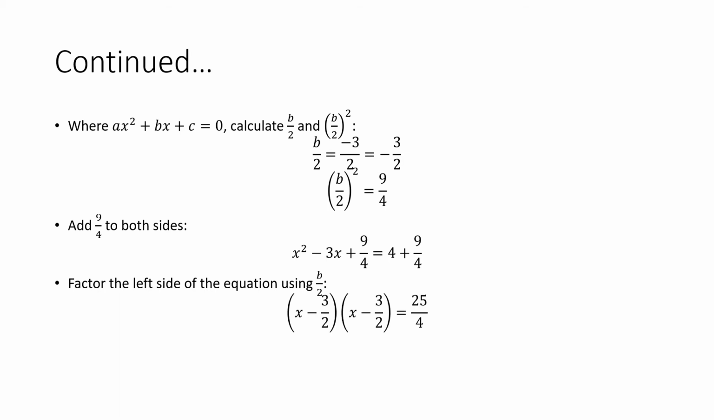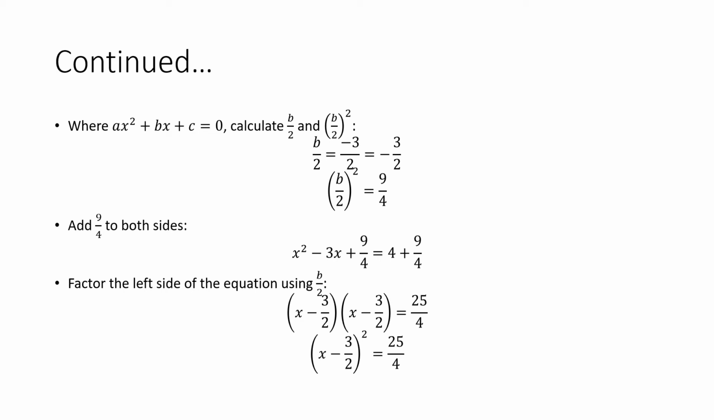So this is what it looks like. Yes, x squared minus 3x plus 9 by 4 is not something very friendly for us to factor, which is why we can now finally use the b divided by 2 value. So it's x minus 3 halves times x minus 3 halves equals 25 by 4. Simplifying it further, x minus 3 halves quantity squared is equal to 25 by 4.